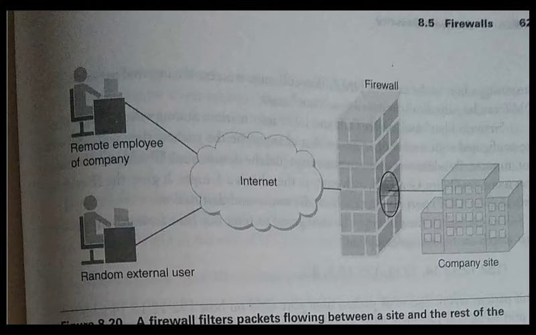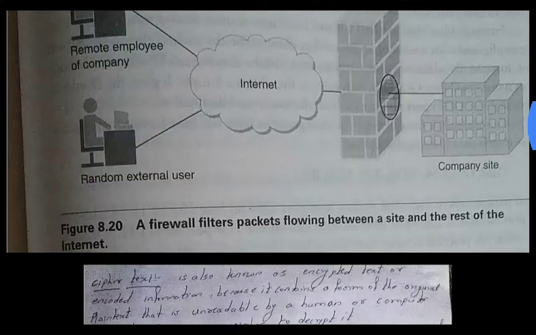The same name is used here. It is going to act as a wall in between the trusted network and the untrusted network, that is the internet. Is it clear? It is going to stand like a firewall to protect from the outside world, from the untrusted network. Now there are basically three types of firewalls.